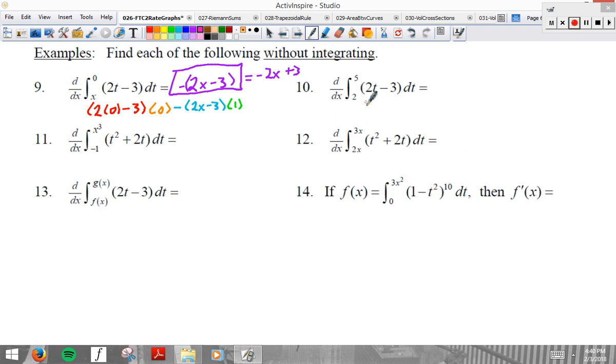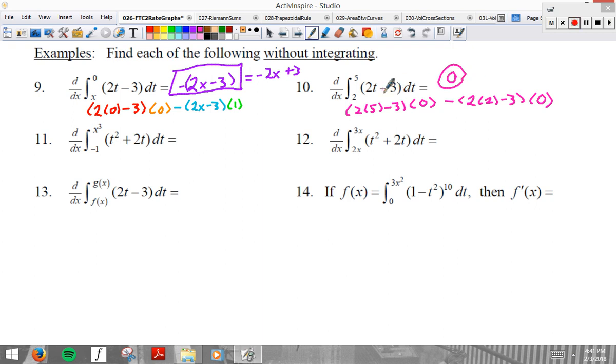This one's a more interesting example. We're going to plug in the upper bound first, the top bound first, times the derivative of the top bound, which is just 0. The derivative of 5 is 0, minus We're plugging in the lower bound times the derivative of 2, which is 0. 0 times this minus 0 times that, a final answer of 0.